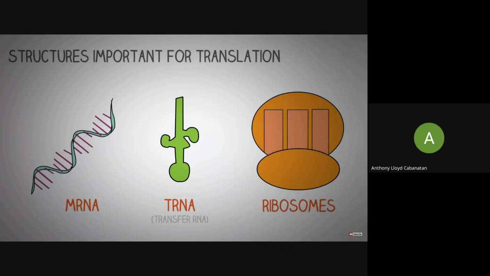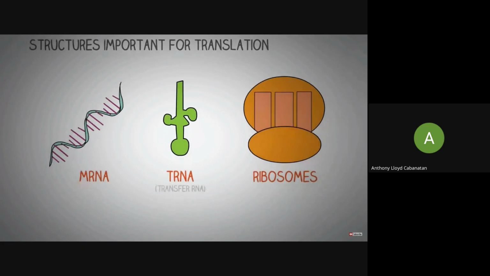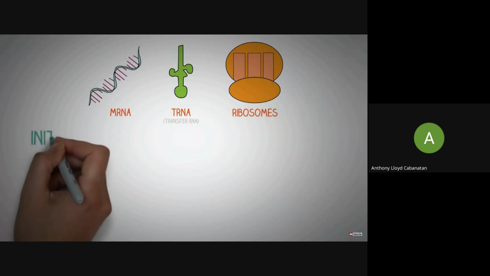The ribosomes read the message on the mRNA, and the tRNA transfers individual amino acids to the ribosome according to the sequence of base pairs on the mRNA. These amino acids are then joined together by bonds to form a protein. So the process of translation occurs in three basic steps.